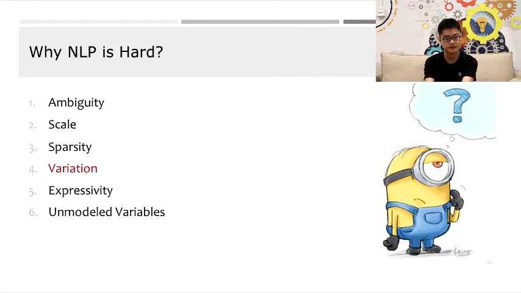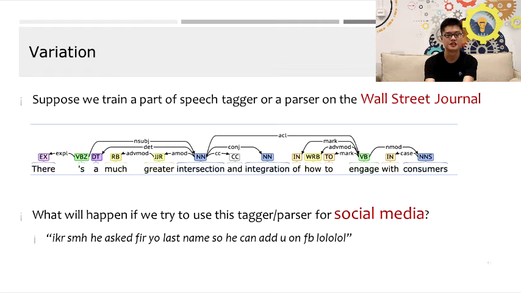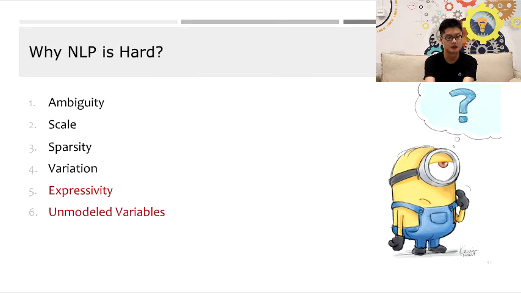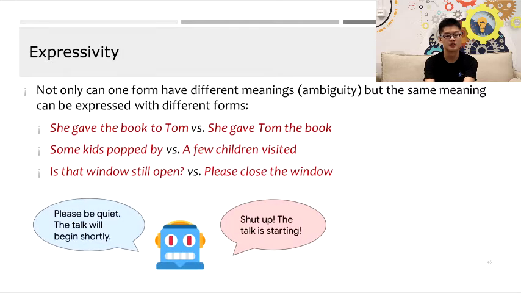Variation. Suppose we train a part of speech tagger or a parser on the Wall Street Journal. There's a much greater intersection and integration of how to engage with consumers. What will happen if we try to use this tagger or parser for social media? It will be different. Language takes different forms when we speak on different occasions. Variation also comes when we are talking about different languages and their dialects, expressivity, and unmodeled variables. The same meaning can be expressed with different forms.